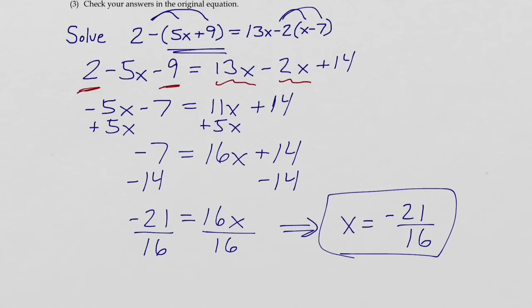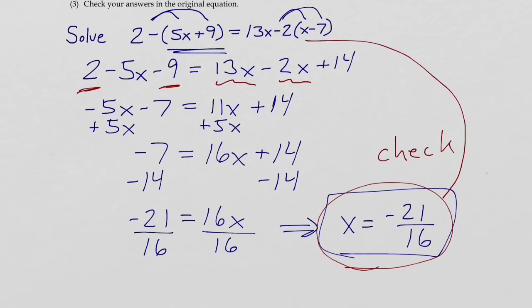I should mention, it's always a useful idea to check your work, especially when solving equations. We could check this by taking the value that we found, negative 21 over 16, and plugging it back into the original equation for all of the x's. If we calculate out both sides, with x replaced with this number, we should get the same thing on both sides. I'm not going to take time in the video to do that, but you might want to check on a calculator and see that you do get, in fact, the same number.